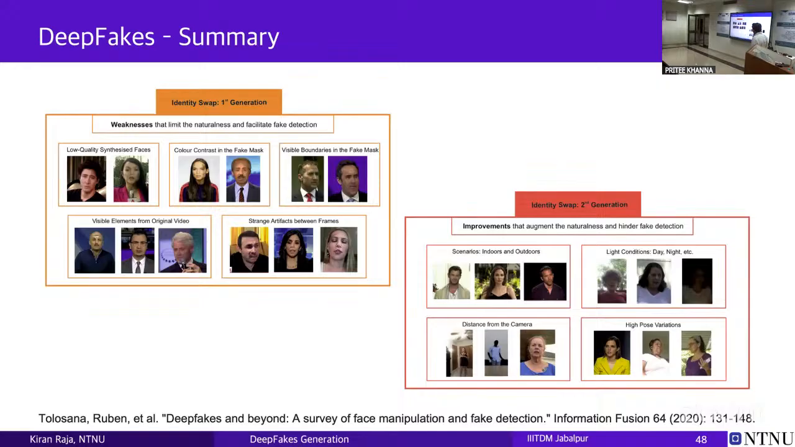And then in the second generation, some of them were solved, but still some of the other problems remain. For instance, if you have conditions that change drastically. So when I say drastically, if the image is captured in the daylight, and you're trying to create a fake in the nightlight condition, then it will not work very well, right? Because the lighting is extremely changed.